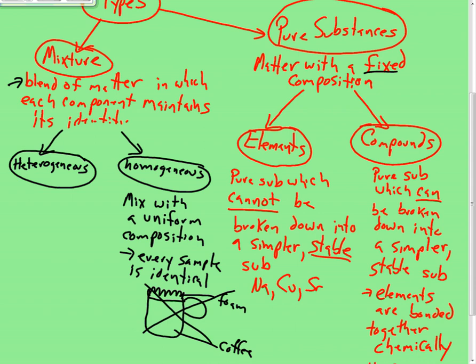Well, if it's not homogeneous, what would it be? It turns out that it is heterogeneous. This is a mixture without a uniform composition. And so what would be an example of that? Like I said, oops, sorry about that. Something like, I don't know, a latte with whipped cream.